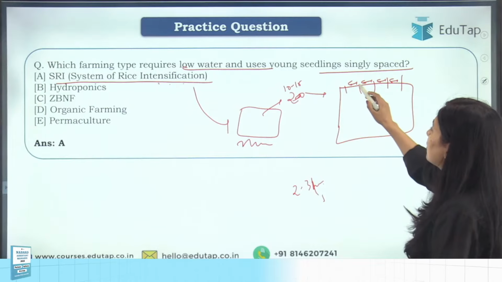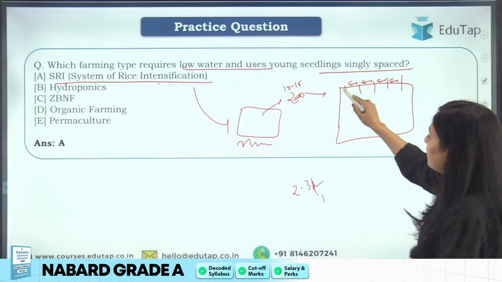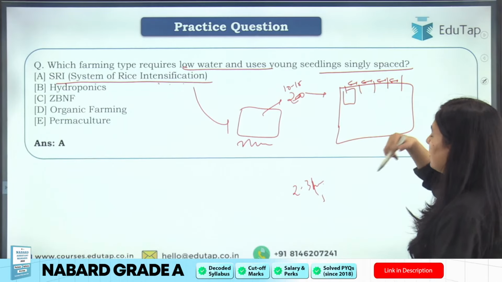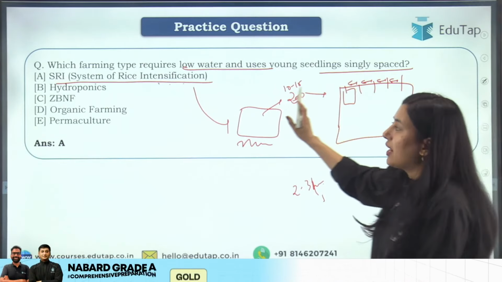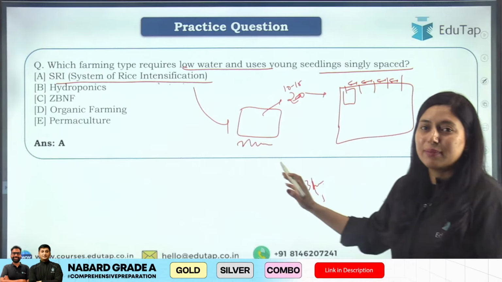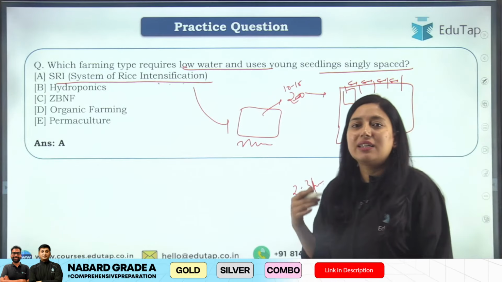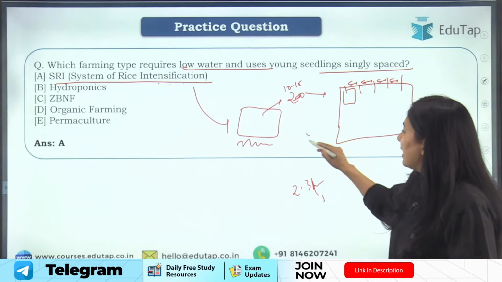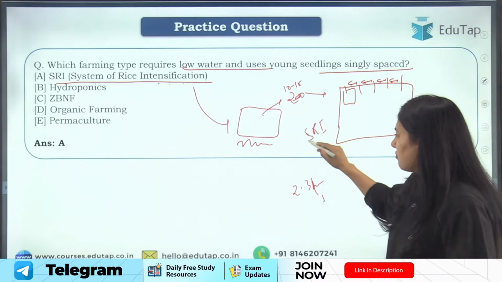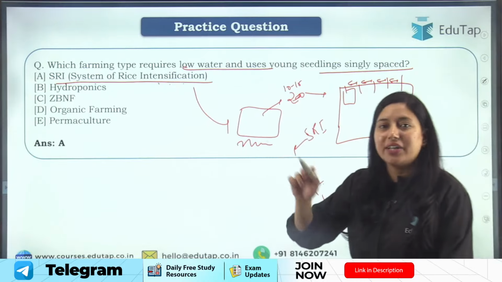Why is this done? This is basically done so that each plant can get enough space for utilization of nutrients and resources, and it can grow well. Okay? So this is your SRI method. Clear? This is your SRI method, another technique of growing rice. Okay? And students, see, SRI method has shown better results than transplanting.